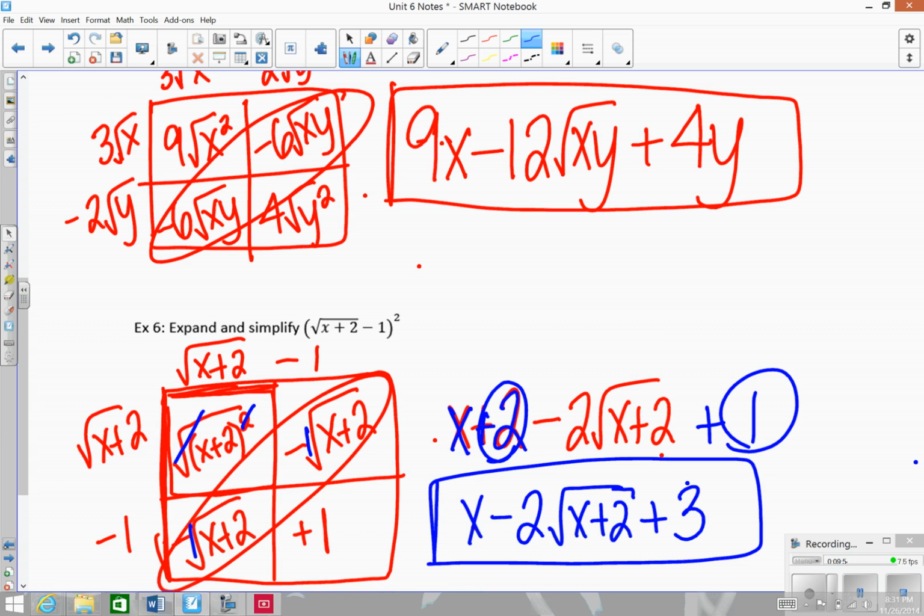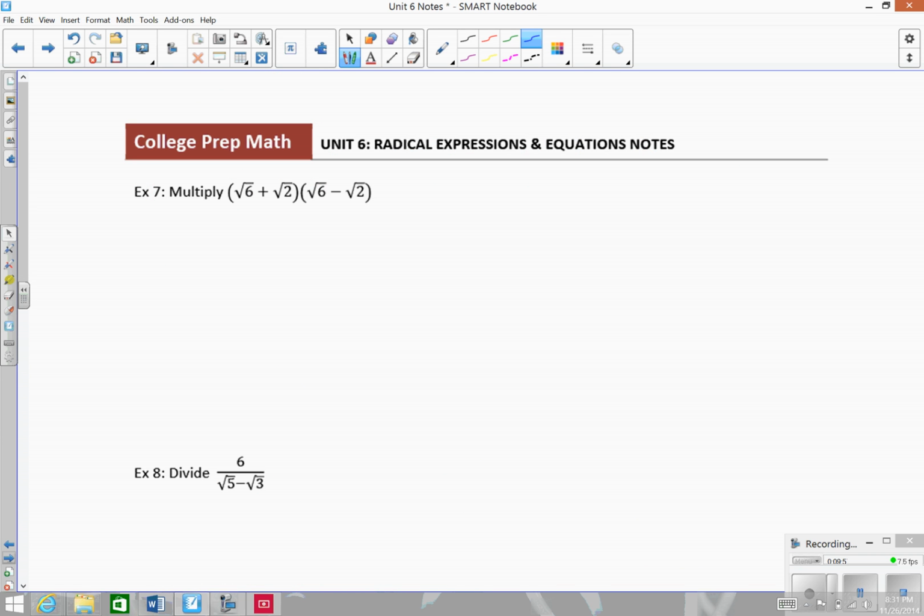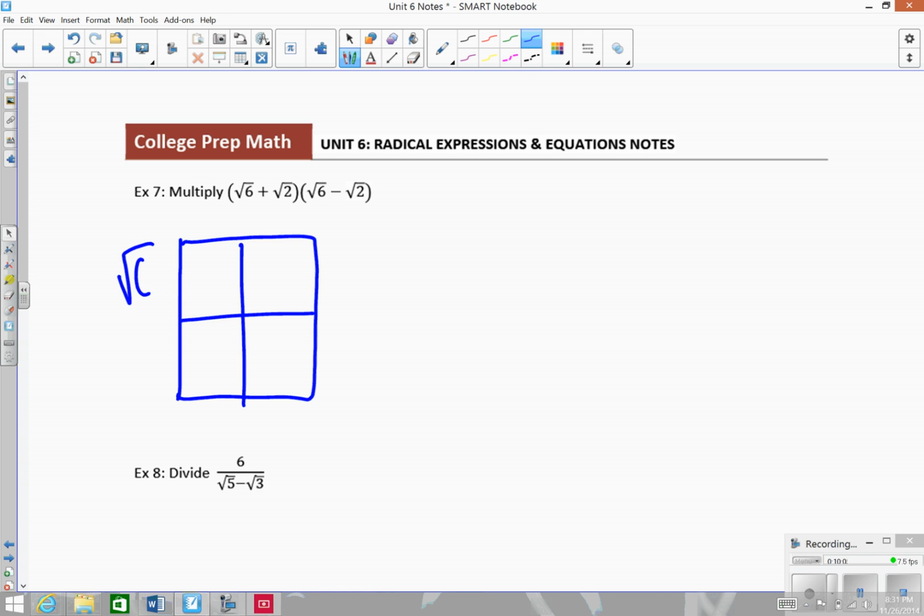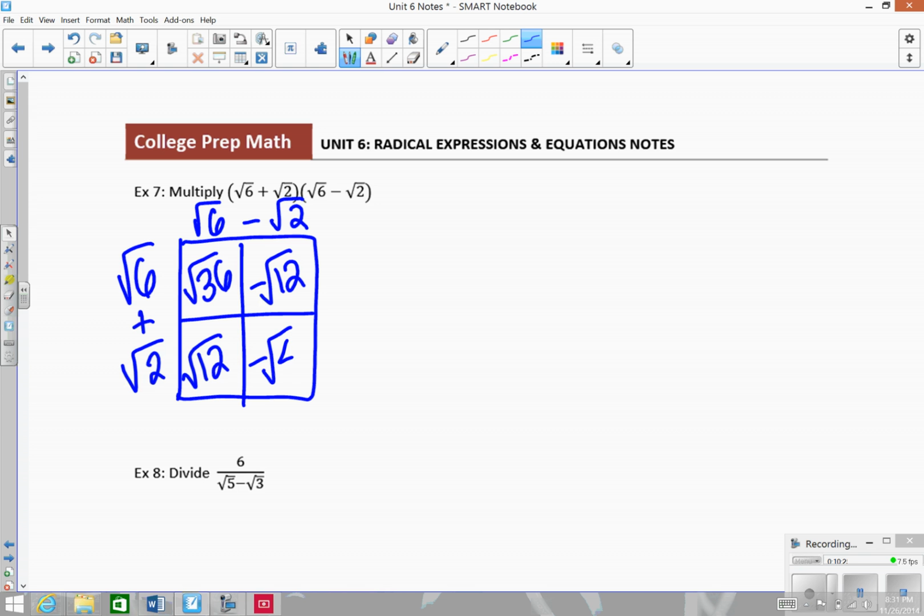Alright, let's look at a couple more. So here I have another example. So radical 6 plus radical 2, radical 6 minus radical 2. So here you're going to get the square root of 36 when you multiply. Here you're going to get the square root of 12. Over here when you multiply, you'll get the square root of 12. And then you'll have a minus square root of 4.